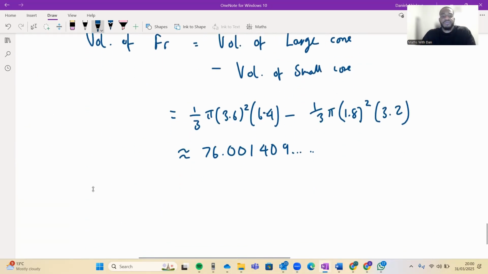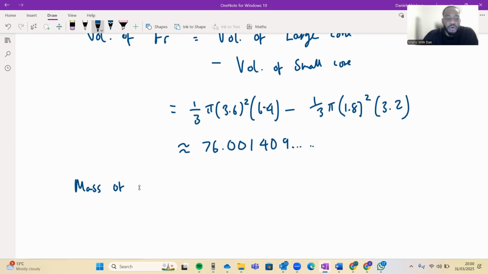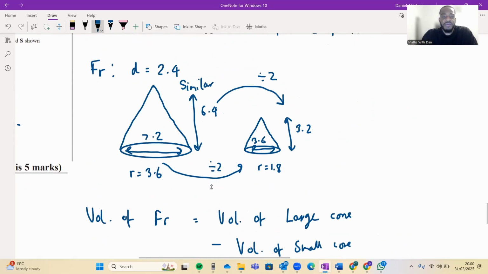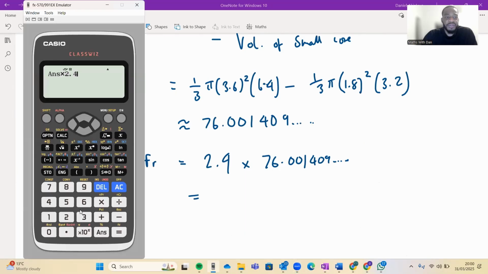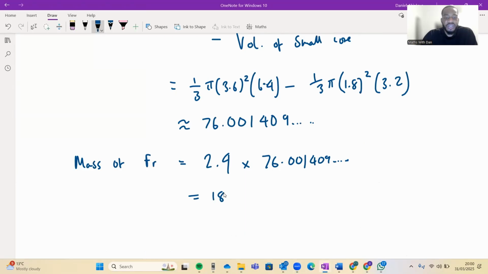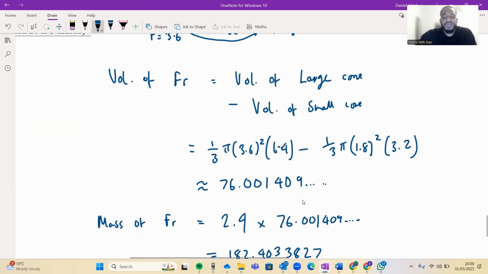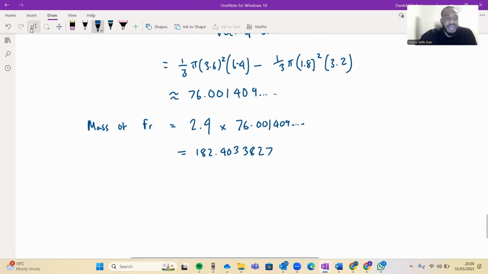So to find the mass of the frustum, right? I'm going to write mass of frustum now. This will be equal to the density times the volume. Density was 2.4 given to us times this number that we just calculated for the volume. And I put equals there and see what I get. So I'm gonna just do answer times 2.4 because I already have that, don't I? That gives us this number here, 182.4033827. You know, I'll just get all of them because it's not too many. So that way I've got that there. And then I'm gonna copy this and put this there.